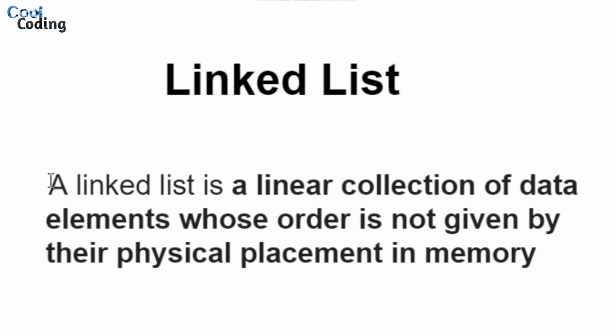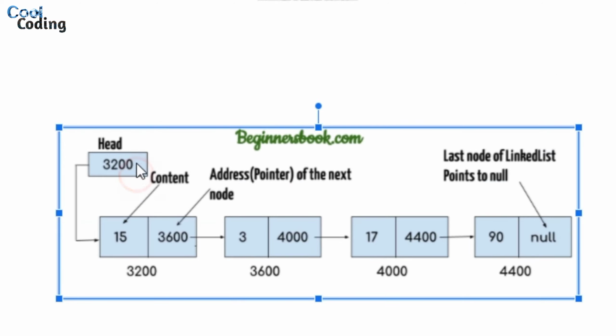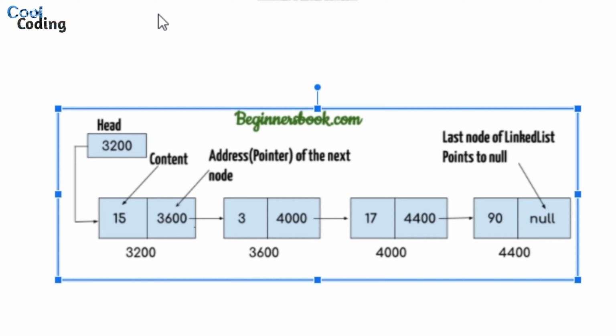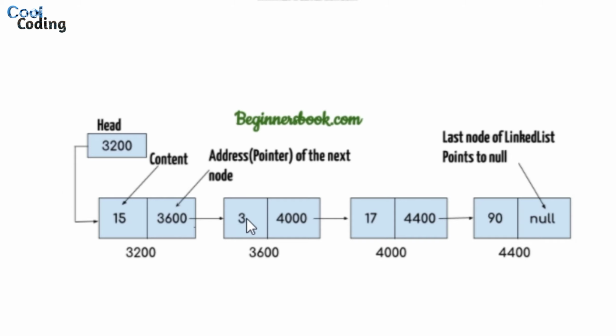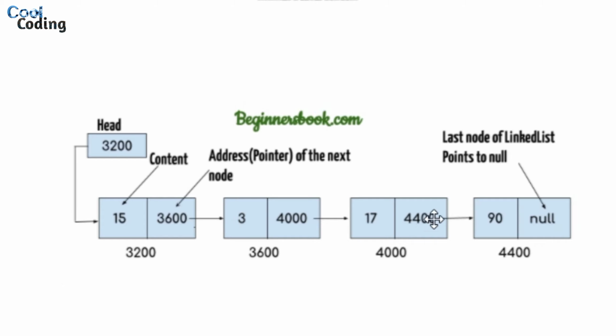The definition is that a linked list is a linear collection of data elements whose order is not given by their physical placement in memory. It means that the data elements are not necessarily in order. For example, here 15 is linked with 3, 3 is linked with 17, and 17 is linked with 90.